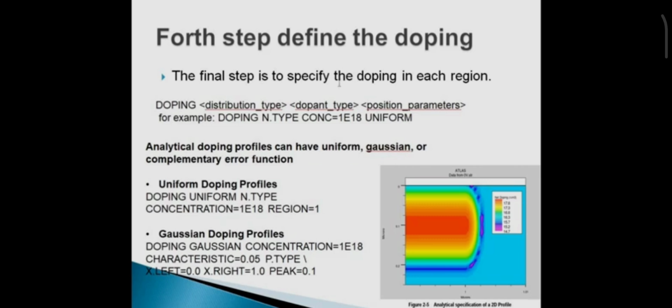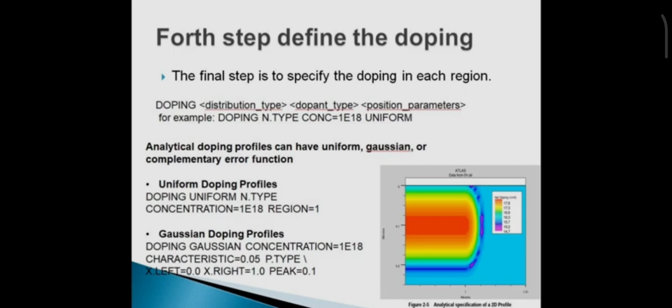You can specify analytical doping distribution or have Atlas read in profiles that come from either process simulation or experiment. You specify the doping using the doping statement. For example, doping, distribution type, dopant type, and the position parameter. In this example, we have taken the n-type concentration, the concentration is equal to 1E18, and the distribution type is uniform. Analytical doping profiles can be uniform, Gaussian or complementary error function.